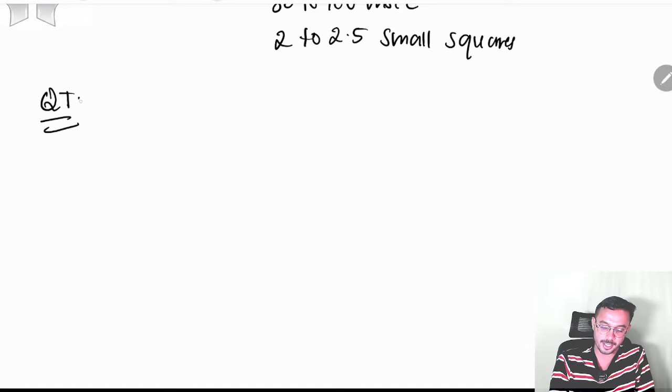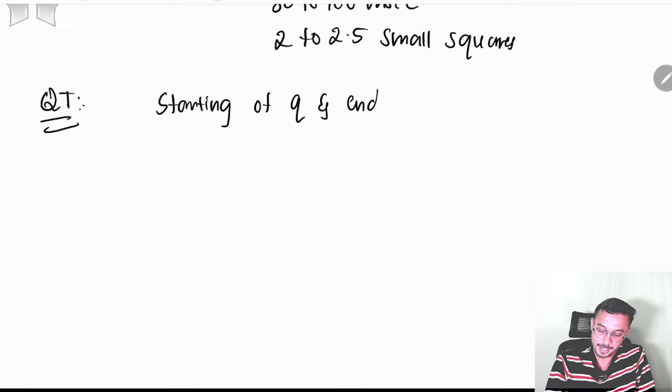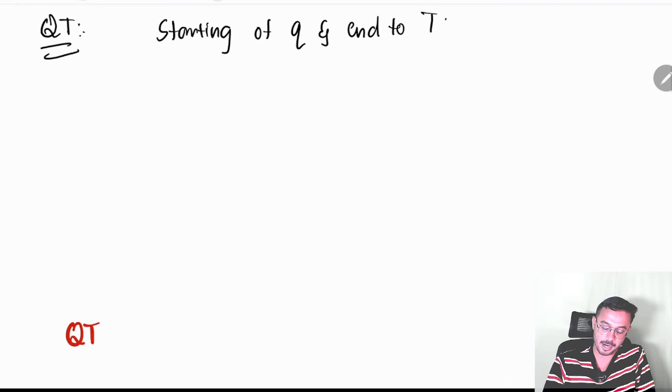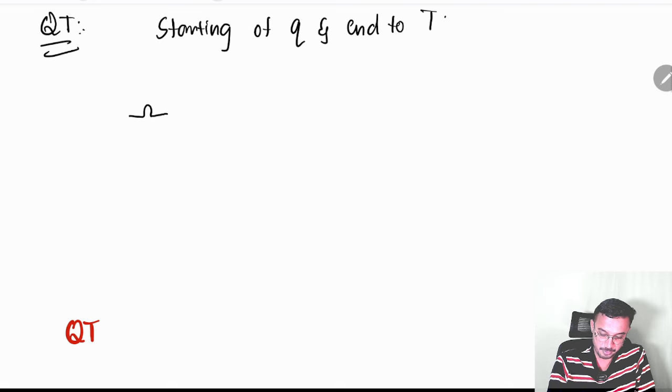Next let's discuss some about QT. QT is very important. So we all know QT is inversely proportional to calcium. So what do you mean by this? QT is starting of a Q wave until the end of T. Okay, so let me hand draw for you. P wave, Q, R, S and T.